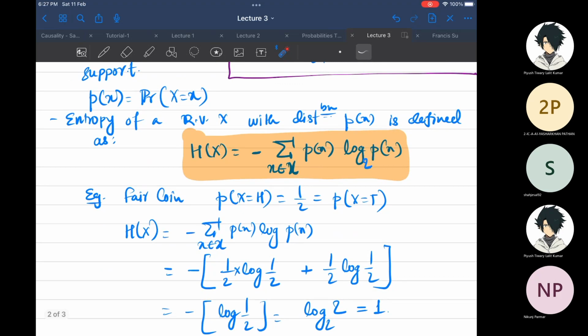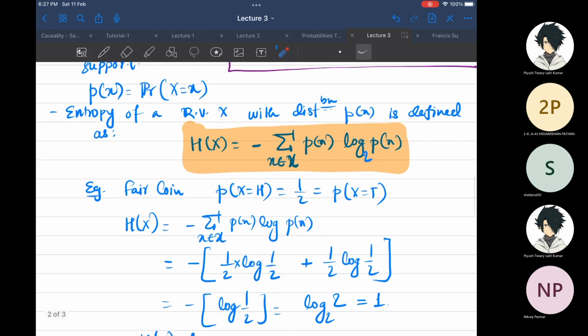And the entropy is basically quantified by this formula that is given here. Okay, so this is negative summation of p of x log p of x, right? And the sum is over all the small x's that belong to the support of this random variable X.